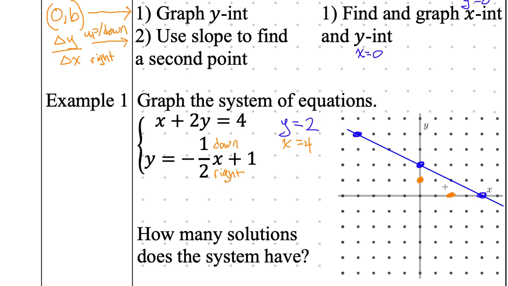And I'm going to go, I guess I can make these opposites. Instead of 1 down, 2 right, I can go 1 up, 2 left. So 2 left, 1 up, 2 left, 1 up. And it looks like those are not going to ever intersect. Let's go ahead and graph this line.